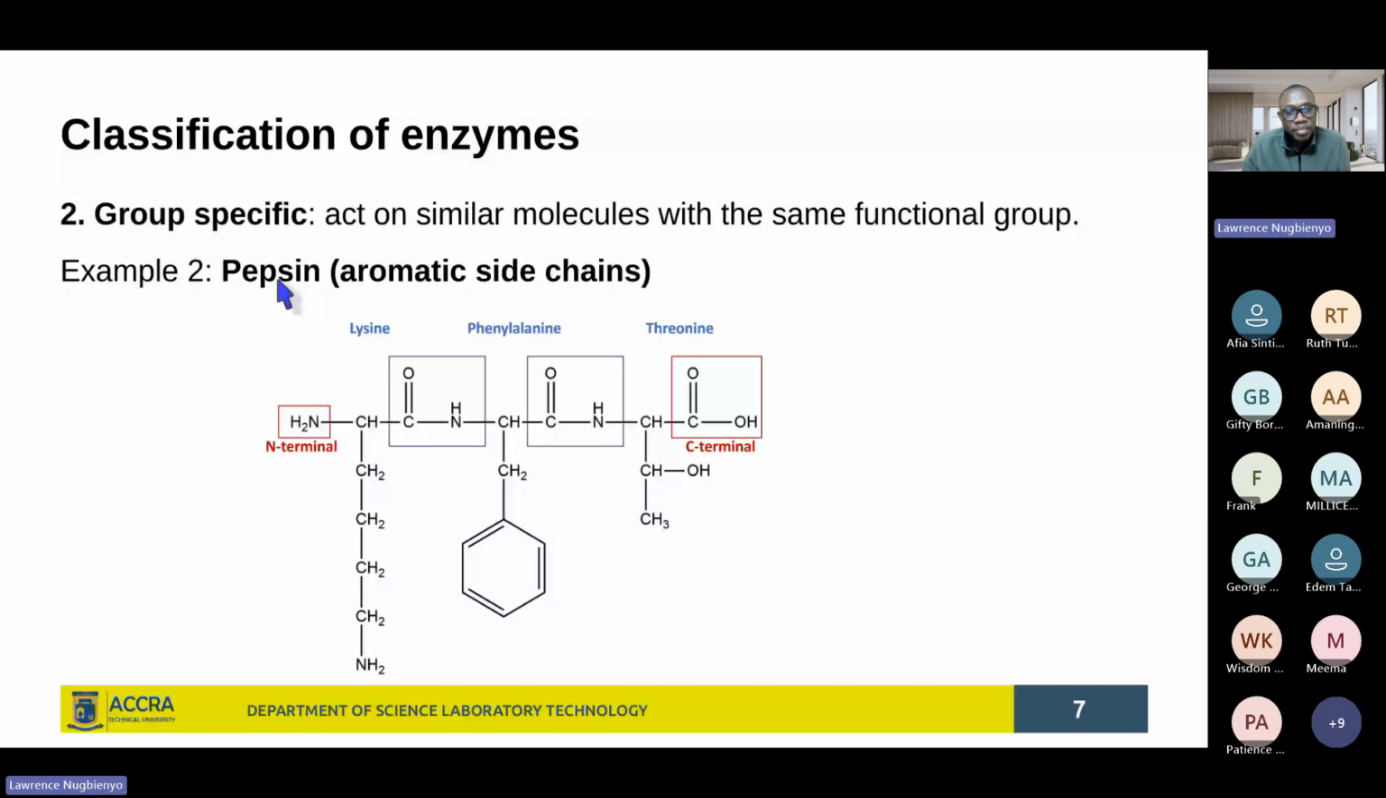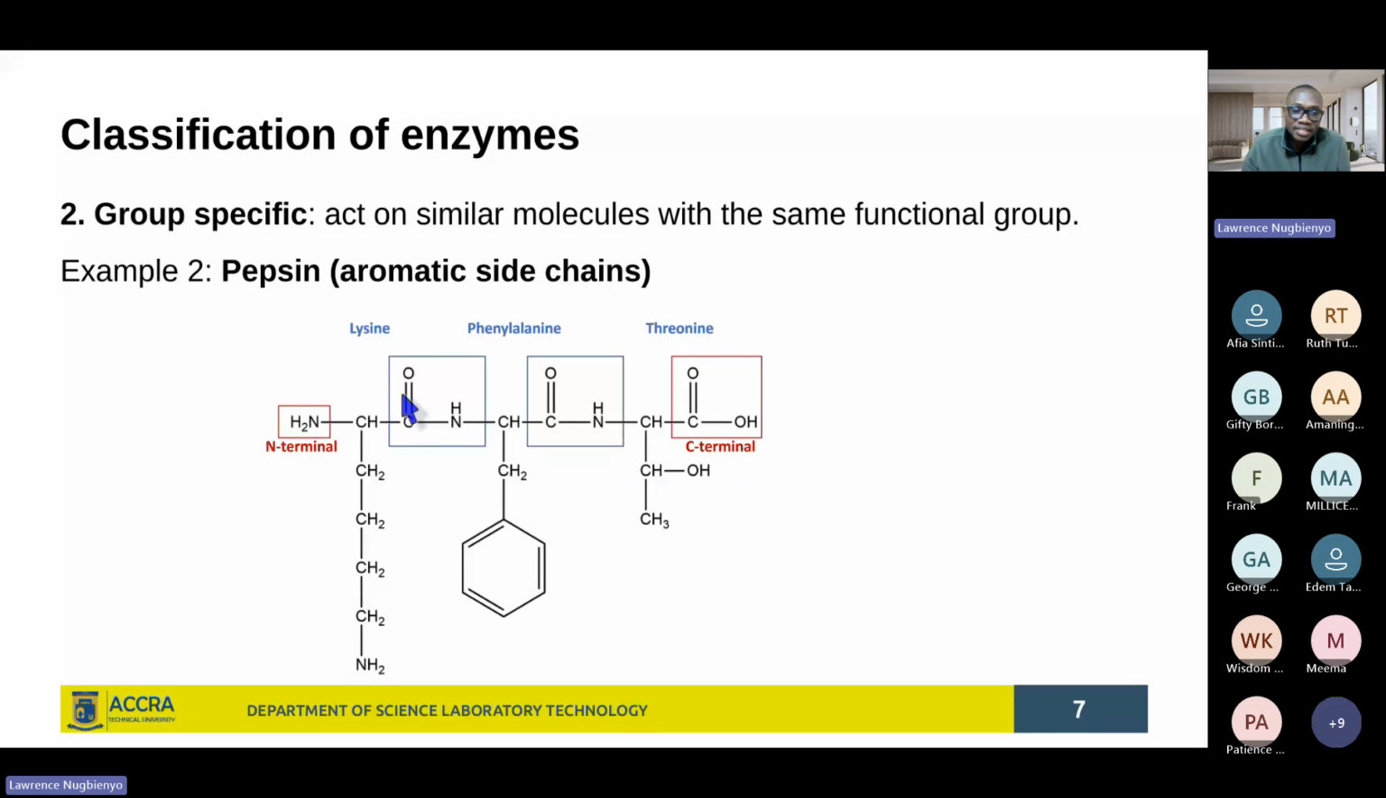Now, pepsin acts on the peptide bonds that amino acids with bulky side chains are involved in. So, for instance, if you take phenylalanine, the side chain is the ring structure. That's an aromatic side chain. And we see it forms a peptide bond with threonine and forms a peptide bond also with lysine.